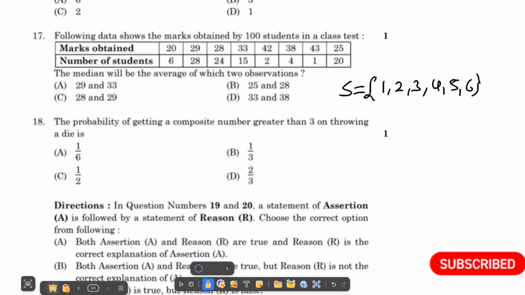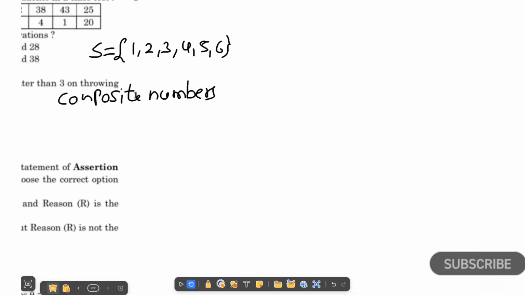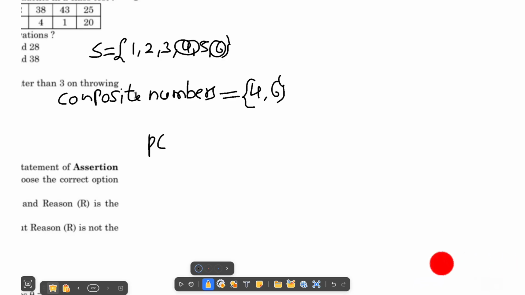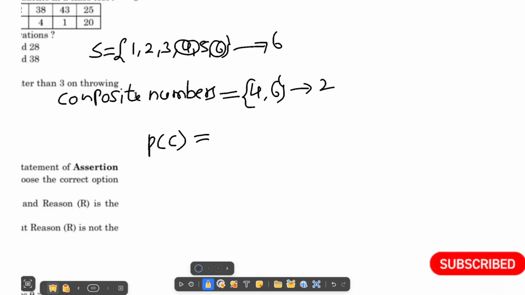Here, what are the composite numbers greater than 3? Composite numbers are the numbers that are not prime, the numbers that have more than two factors. Here 4 is a composite number, it has more than two factors. 6 is a composite number, it has more than two factors. So what is the probability? The number of composite numbers is 2 and the total possible outcomes are 6.